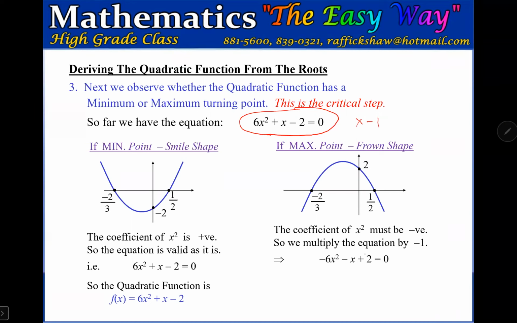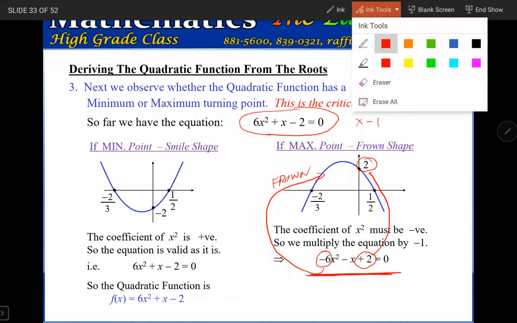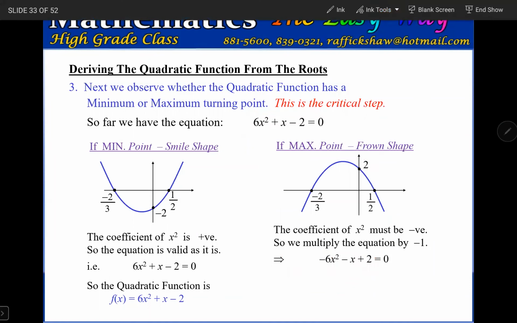Now this positive 2 is matching the y-axis intercept up there. And in addition to that, the negative 6, which is the a, is matching the fact that that's a frown graph. So know that this equation down here matches the graph that they gave us. It means that this is the equation for the function.